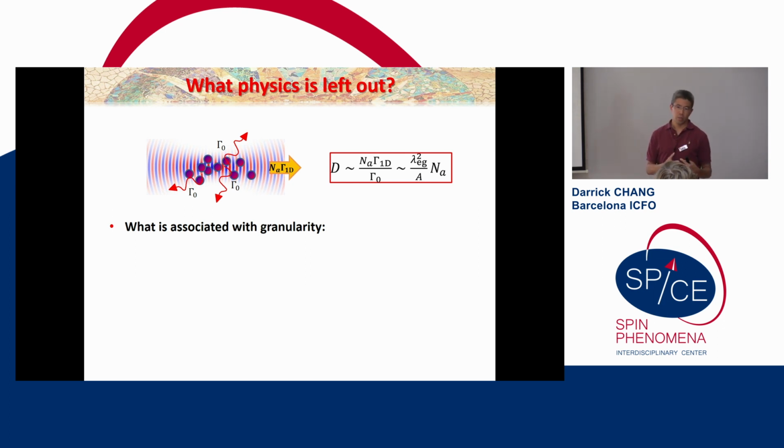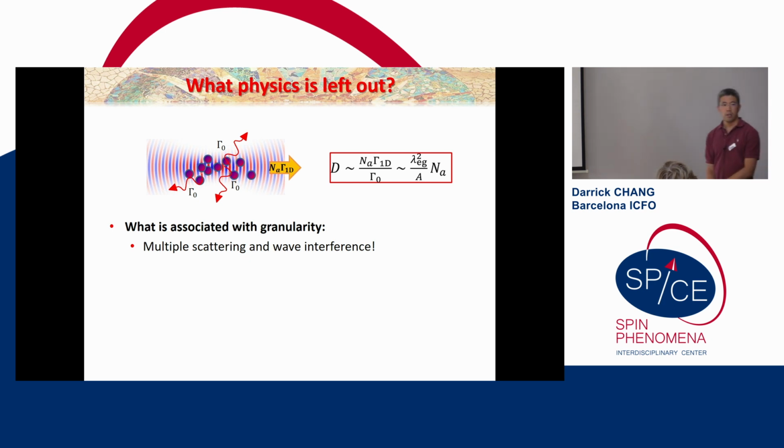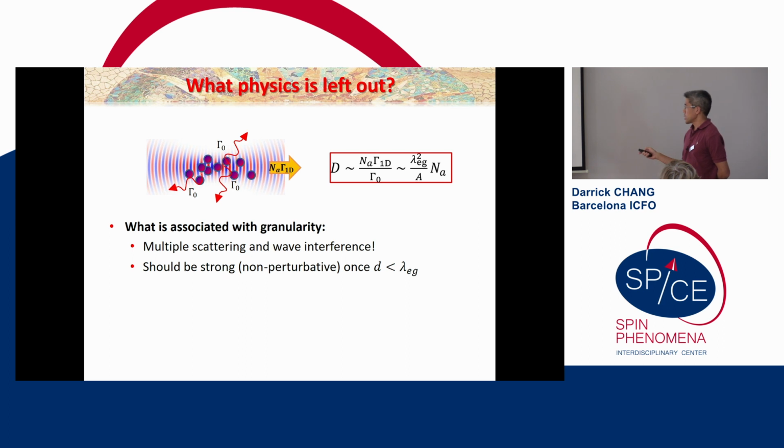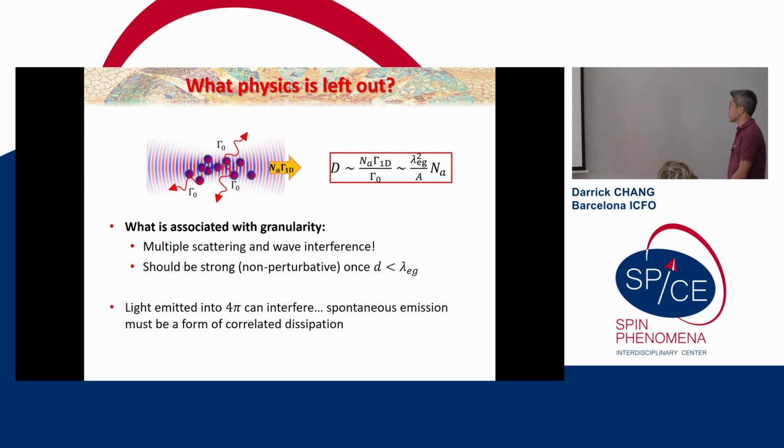And then you might ask, what's really the physics associated with granularity and optical interactions in the first place? And it's not hard to believe that what's associated with granularity is multiple scattering of light and wave interference, which has to depend on microscopic properties like the positions of the atoms, et cetera. So that's not a deep statement, but it can be really rich or non-perturbative once the distance between atoms becomes smaller than the optical wavelength. So then the picture is that the kind of scattering cross-sections of different atoms start to overlap with one another, and then that can lead to non-trivial effects.